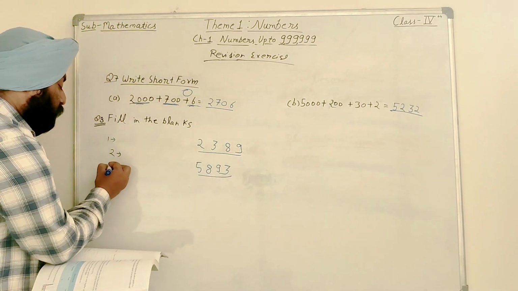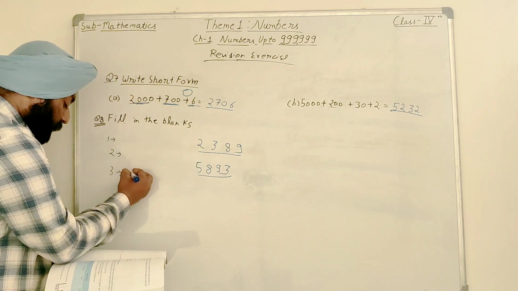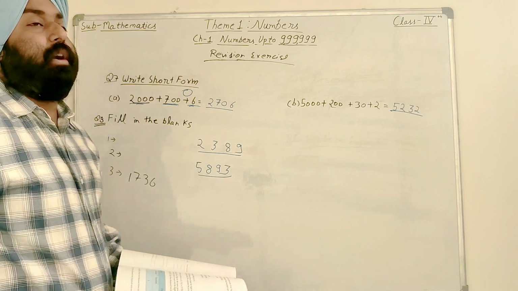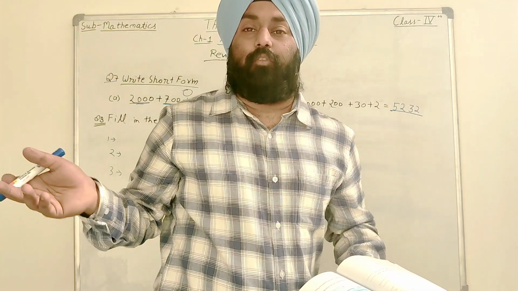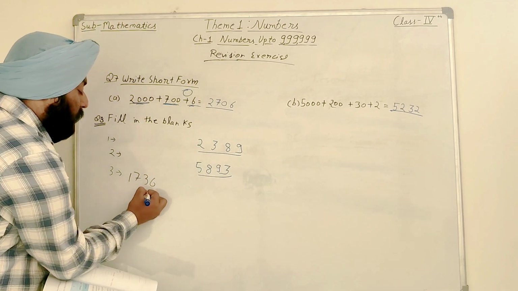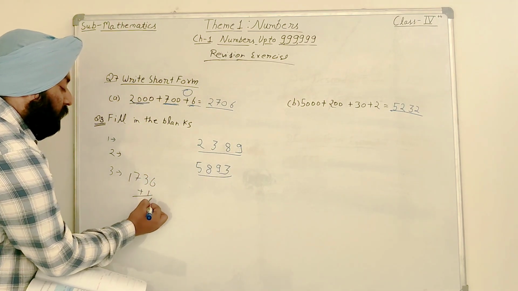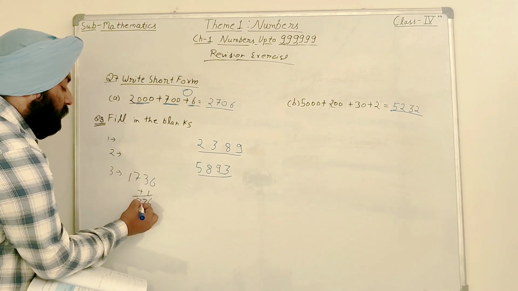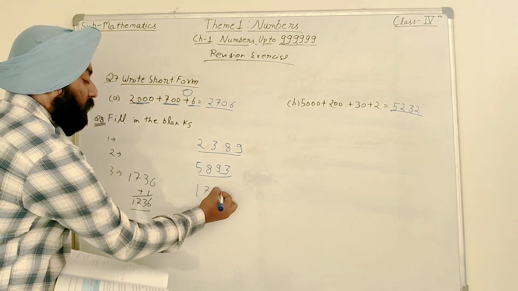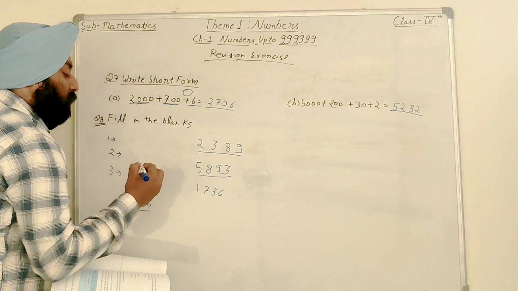In the next question, we have to find out the successor of 1736. Like predecessor, we have to subtract 1 from the number, but in successor we have to add 1 to the number. Then 6, 3, 7 and 1. So 1737 is the answer.